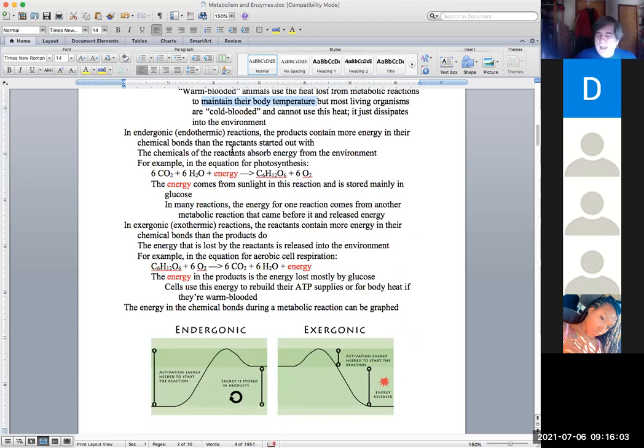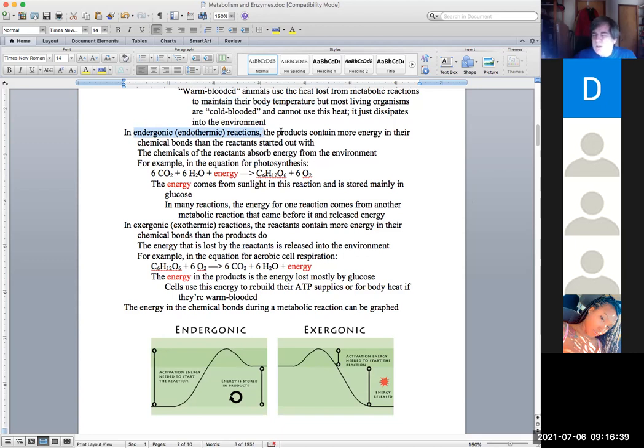Now, when we look at metabolic reactions, there's a lot of different ways that we can think of them. One way we can think about them is what happens to the amount of energy in the chemical bonds. So let's think first about something called an endergonic, or sometimes an endothermic reaction. So think of endo. Endo means in. Gonic and thermic refer to the energy. I know gonic is not something you're familiar with, but it's a technical chemical term.